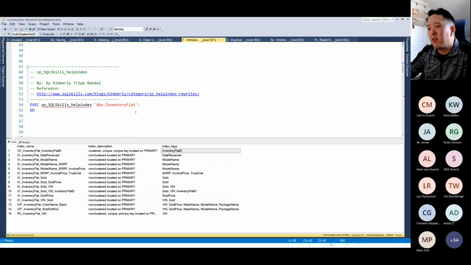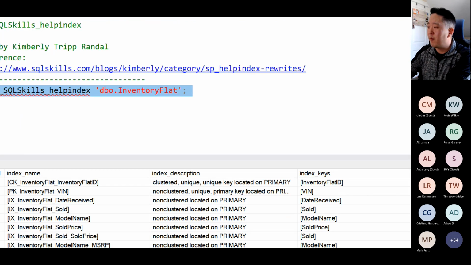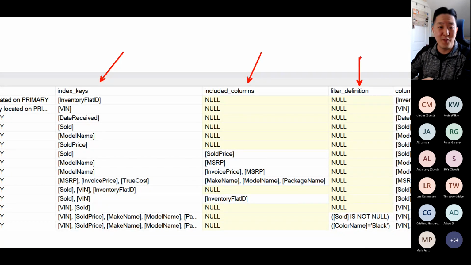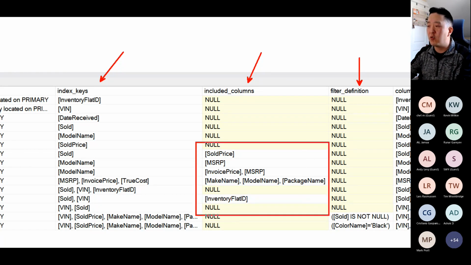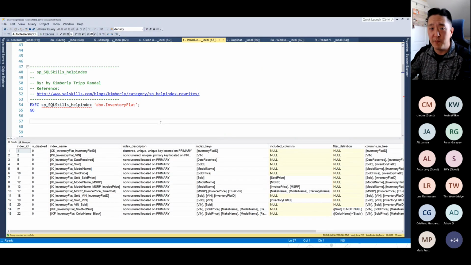Instead, what I strongly advocate use of is Kimberly Tripp's version of sp_helpindex, which she has written here. When I execute this, and this is one of the stored procedures that goes on all of my SQL Servers, in addition to things like sp_whoisactive, if I scroll over to the right here, I have not only index keys, but also included columns, and whether there are any filtered indexes, for example, and other data points in here. Now I can see what is truly included in a given non-clustered index, which is oftentimes very important, especially when we're trying to track down our redundant indexes.